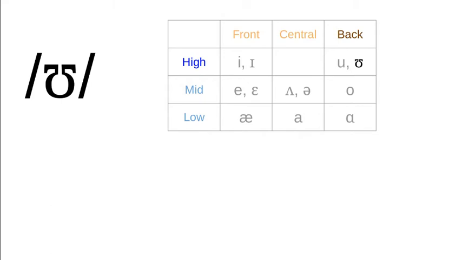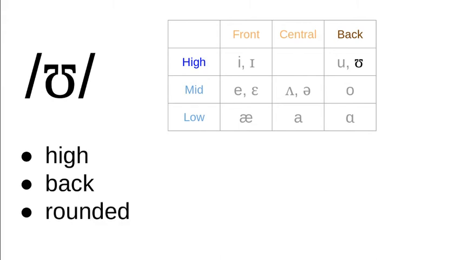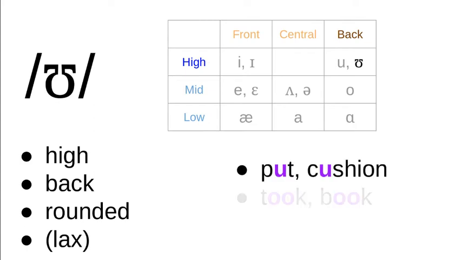The next sound we have is represented by this horseshoe character. It's actually a Greek letter modified to be a bit more U-like, but that's not important right now. So this sound is a high back rounded vowel, and this is lax, like we just said. You find this sound in words like put, cushion, took, and book. I like put as an example because it has the U in the spelling to represent this sound, but remember that the IPA symbol isn't exactly a U, it's kind of a modified U.